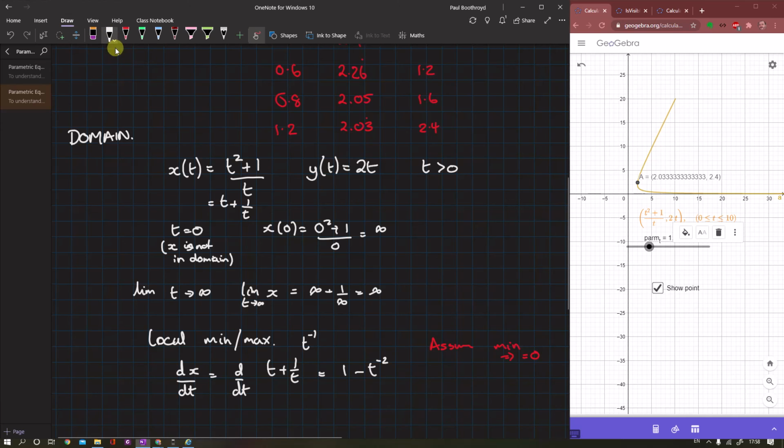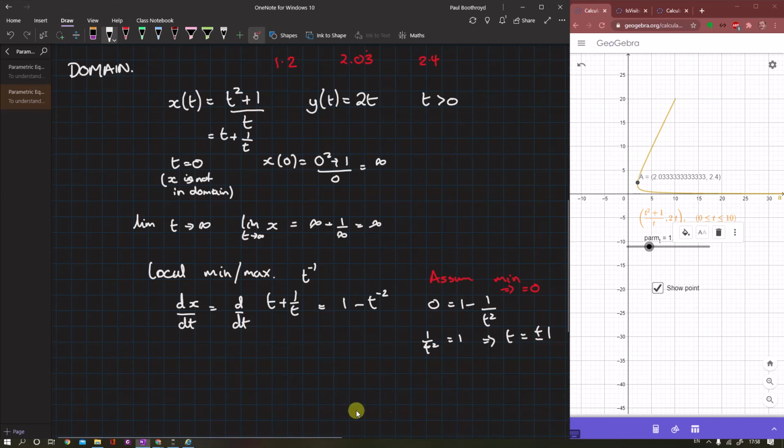So let's put that in. 0 equals 1 minus 1 over t squared. Rearrange it and we get 1 over t squared equals 1, which leads to t equals plus or minus 1. Now you might sit there and go, hang on, what's going on with this? Well, we need to consider only t greater than 0. So t equals 1, t equals minus 1, t is greater than 0, so we don't worry about that piece. So we now have a point when t equals 1.